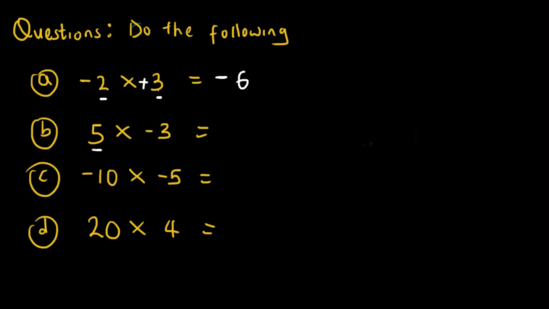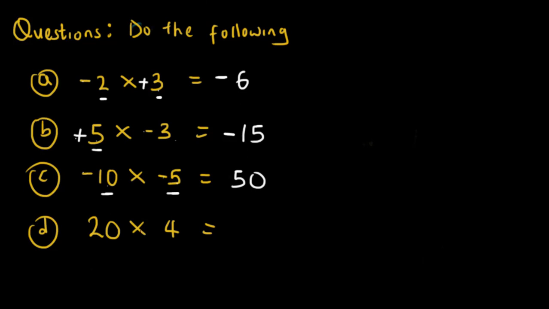Now the sign of 5 is plus. Plus times minus is minus. 5 times 3 is 15. Now for the next question, we know the sign of 10 as minus. The sign of 5 is minus. So minus times minus, same sign. So we have plus. 10 times 5 is 50. So this is like plus 50. Remember, there's an invisible plus in front. So I could just write 50.